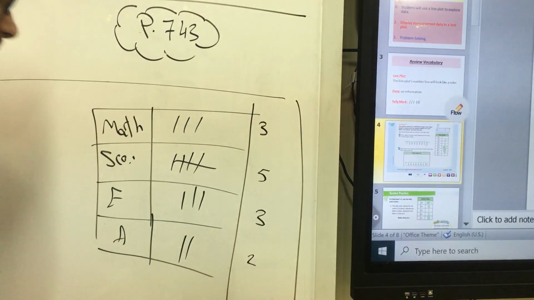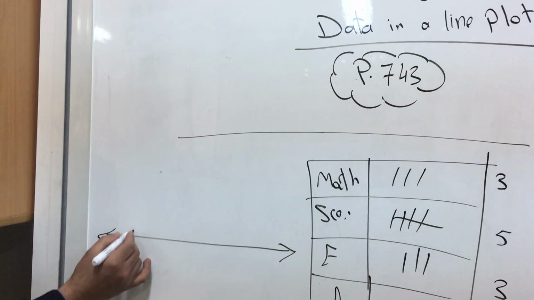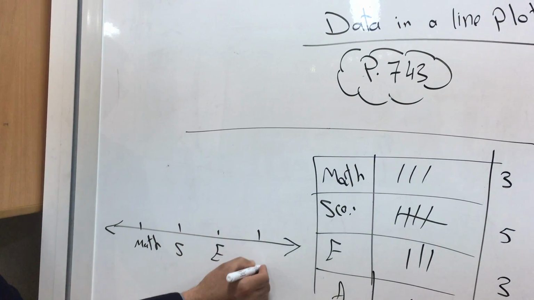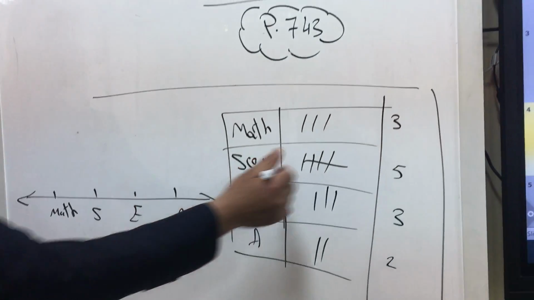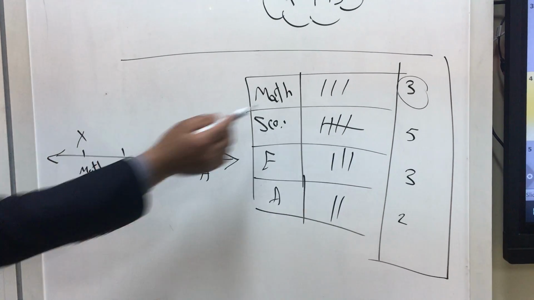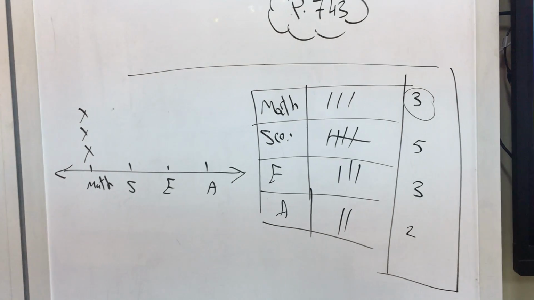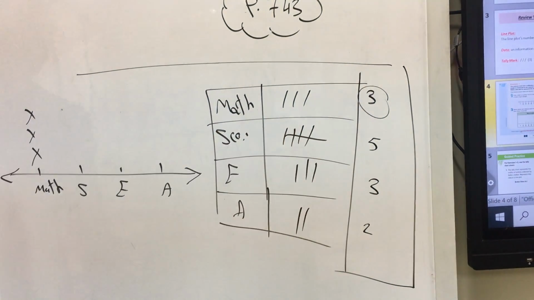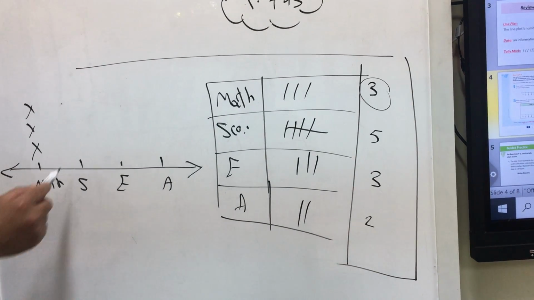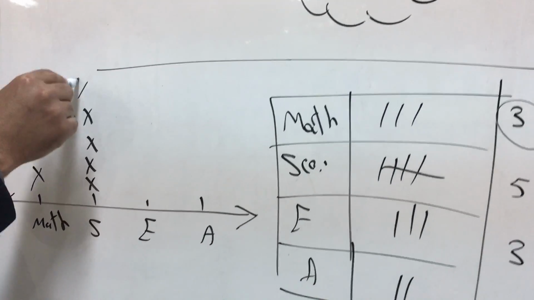I have this data. I can translate it to a line plot like this. I write math, science, English, and Arabic. Math, how many are there? 3. On the line plot, I put x 3 times according to the number of tallies opposite to the subject. Okay. Science, how many should I write x? Who can answer? Yeah. 5 x's. We'll take it like this: 1, 2, 3, 4, and 5.